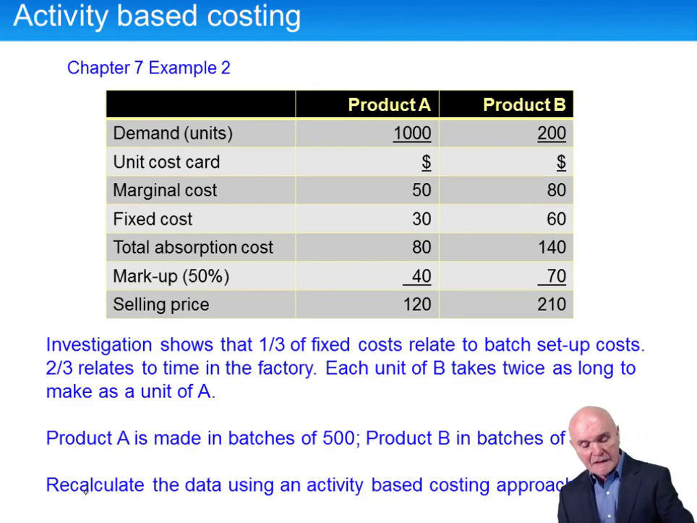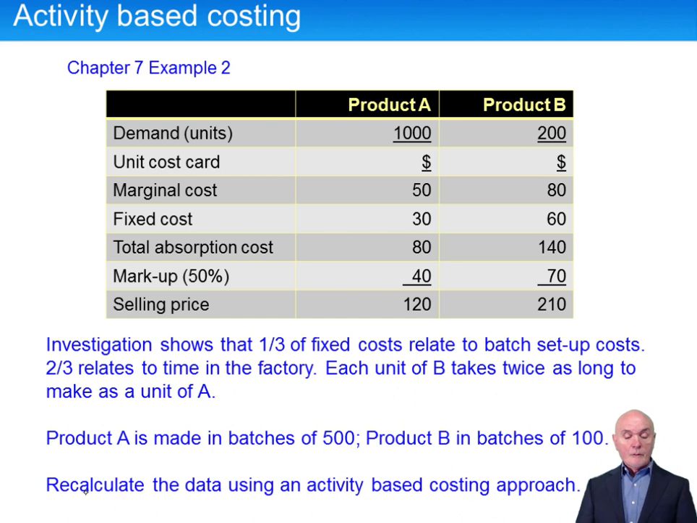So here is the example from chapter 7. This is example 2. And the problem is these two products. So we have what you might call product A, the ordinary product, and product B, a much lower volume. Here it's selling at a much higher price, 210, a kind of luxury product perhaps.